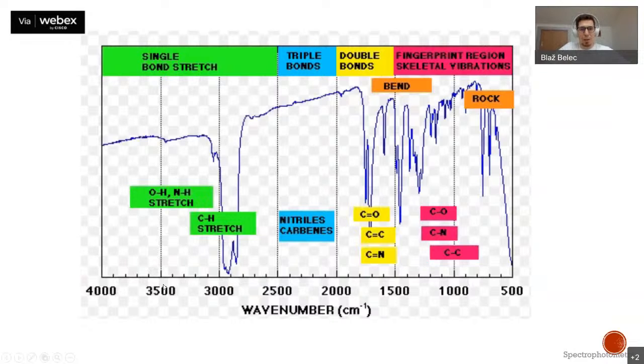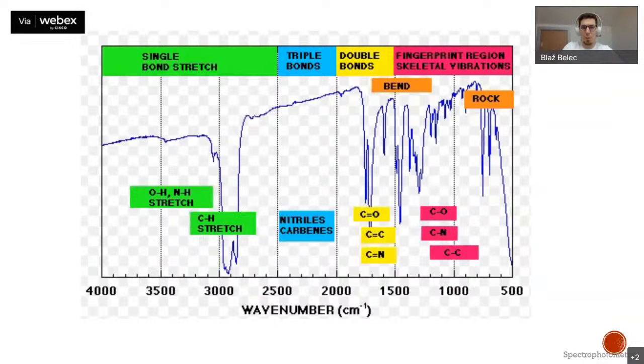As we can see, we have different regions that tell us different information. For instance, in the high wave number region, we have single bond stretches, then the triple bond stretch, and the double bond toward the lower end. At the end, we have the fingerprint region, from 1,500 to 500 centimeters.